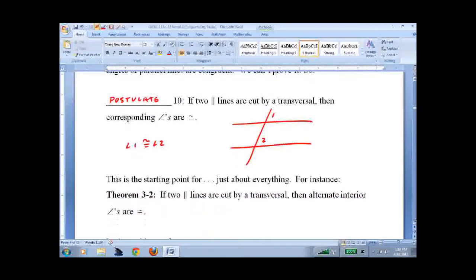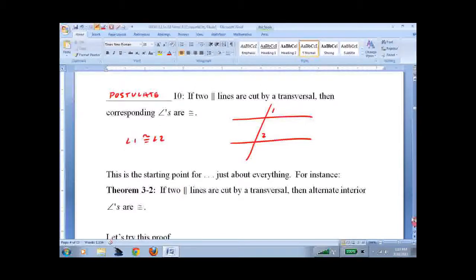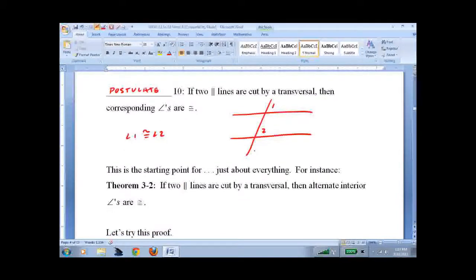All right. And that is, like I said, the starting point for like everything. I mean, it gets a little bit crazy. And this is the transversal. And a transversal is just a line that cuts two other lines. Kind of silly. I know I've mentioned that before.